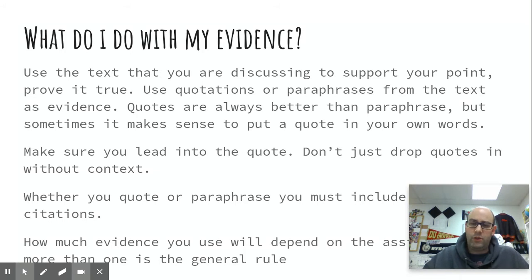But you always want to make sure that you have more than one piece of evidence. Like I said at the beginning, we want to do PEAEA. That's always better than just PEA. So two pieces of evidence is probably your bare minimum when you're doing these sorts of paragraphs.